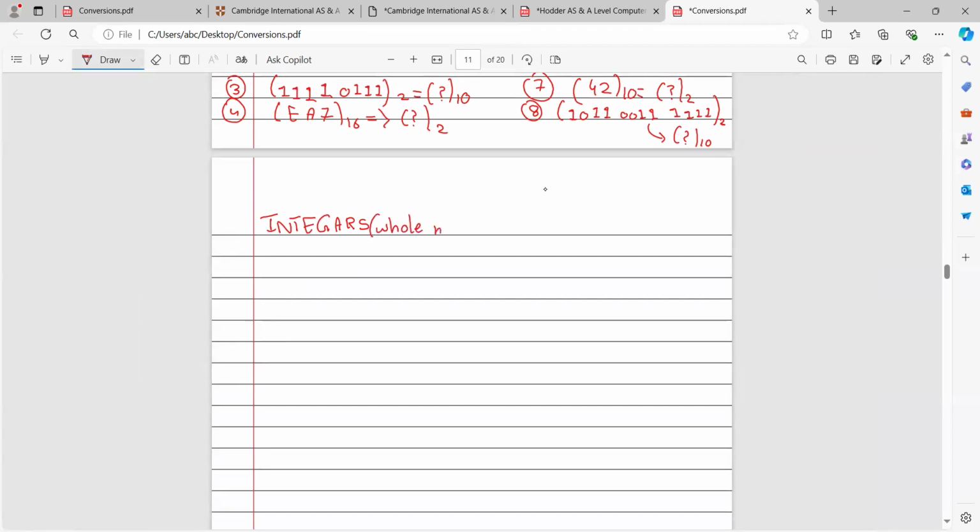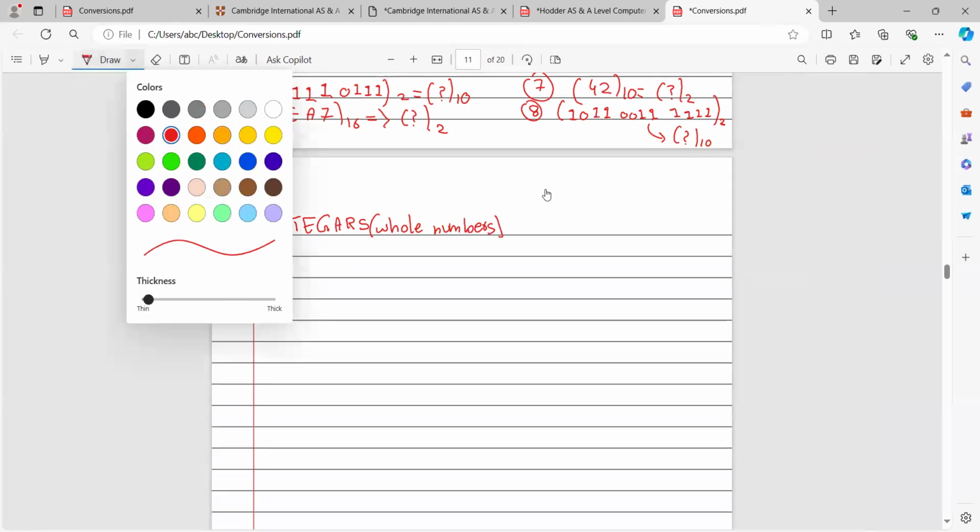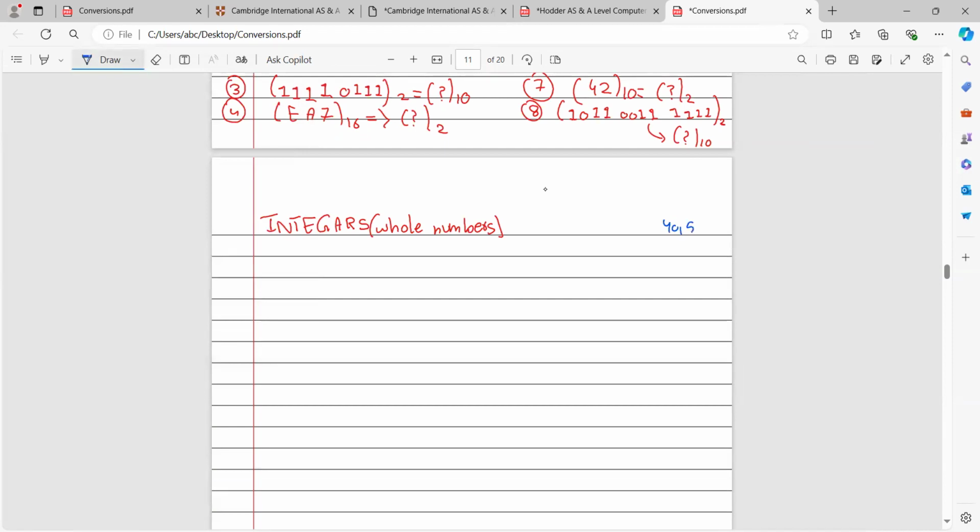Integers are basically known as whole numbers. हमारे पास जो whole numbers होते हैं उनको हम integers कहते हैं. For example, I can write 40, 50, 60, 70, all of the numbers that do not have a decimal, they are integers. But one thing is right here, that I have integers of two types, right?